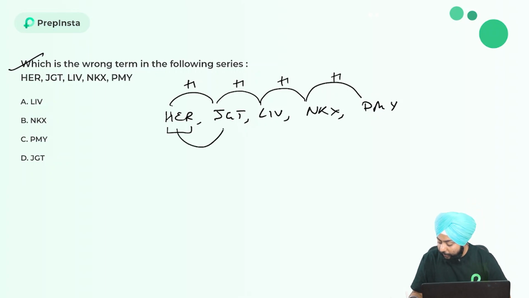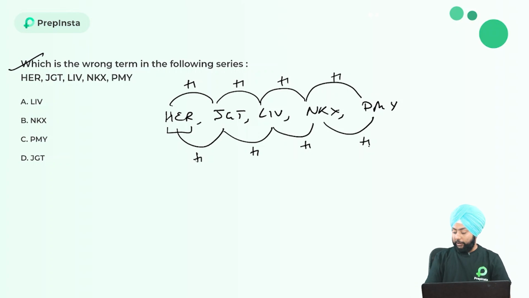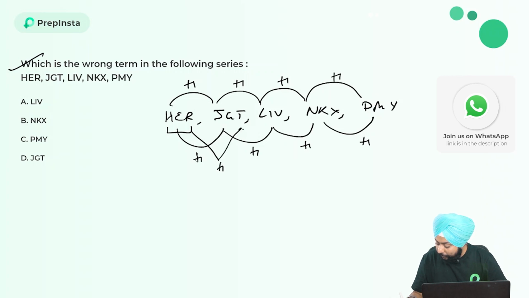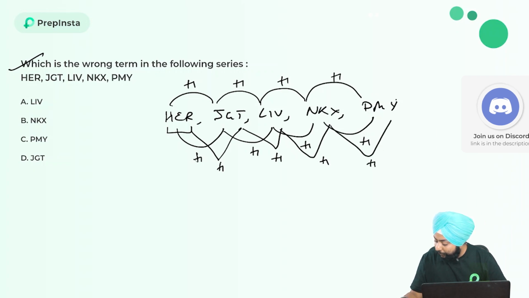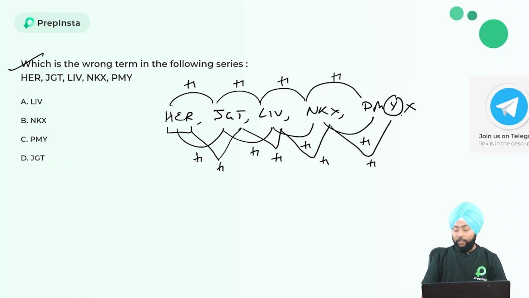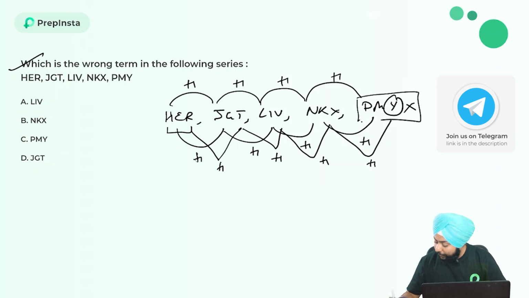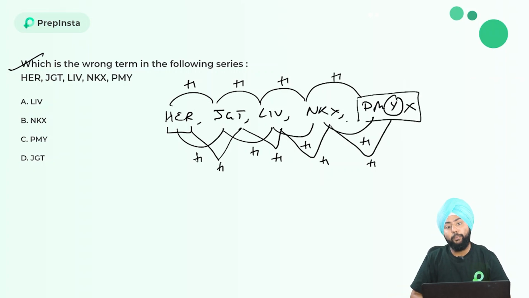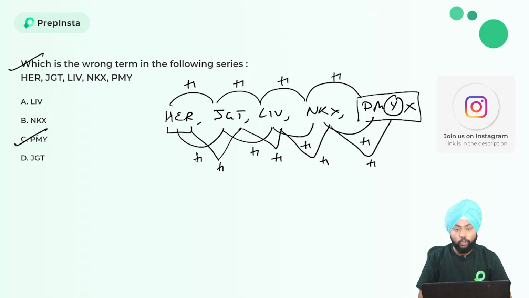Let's see the second alphabet. E, F, G, H, I, J, K, L, M. Again +1, so again satisfying. Let's take the last one. So R, S, T, U, V, W, X. It should be Y and Z, but this is wrong. It should be Z. So my last group of alphabets is wrong. That means this is the odd one out, PMY. So I can directly say option number C is my answer.